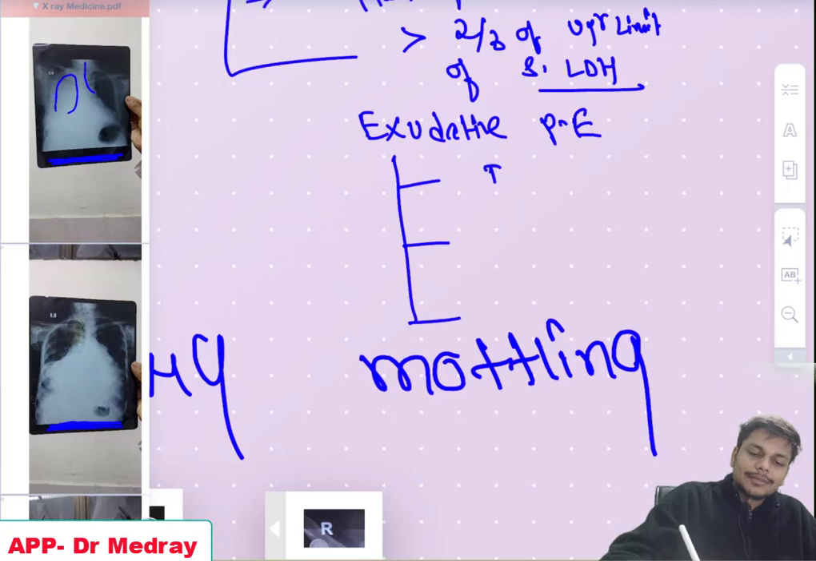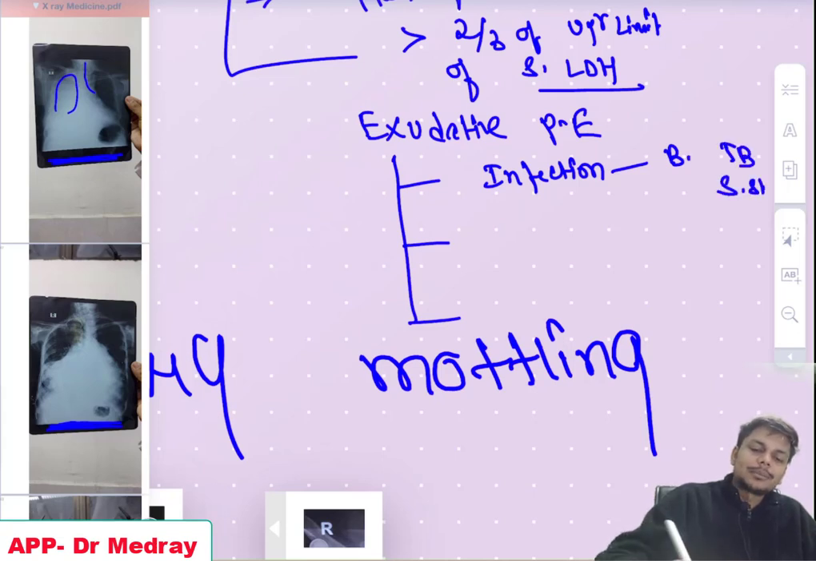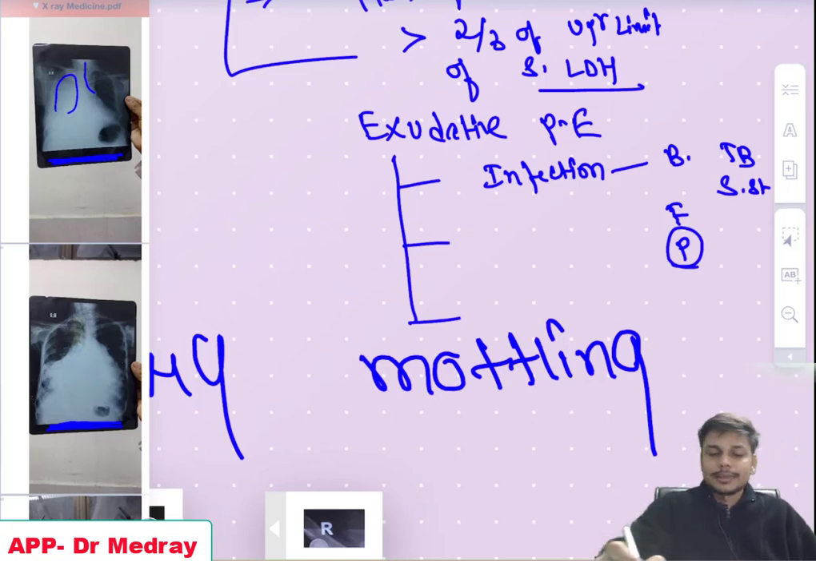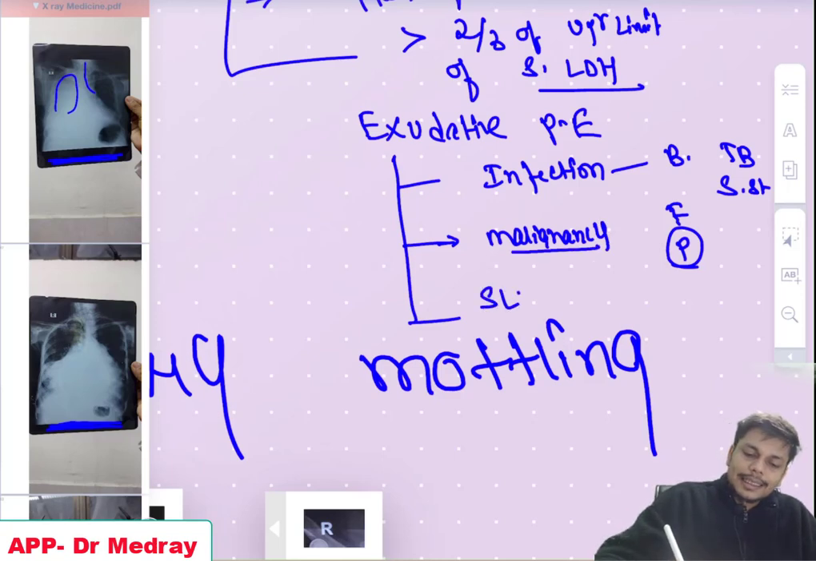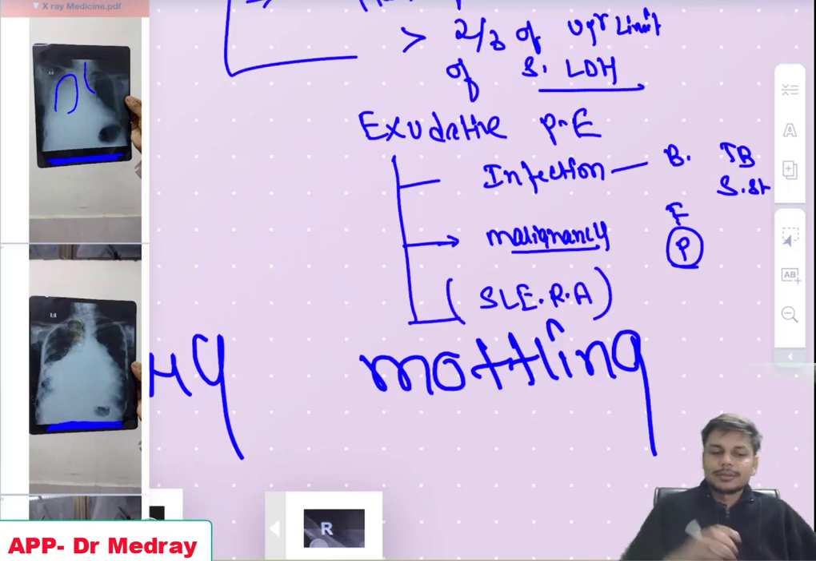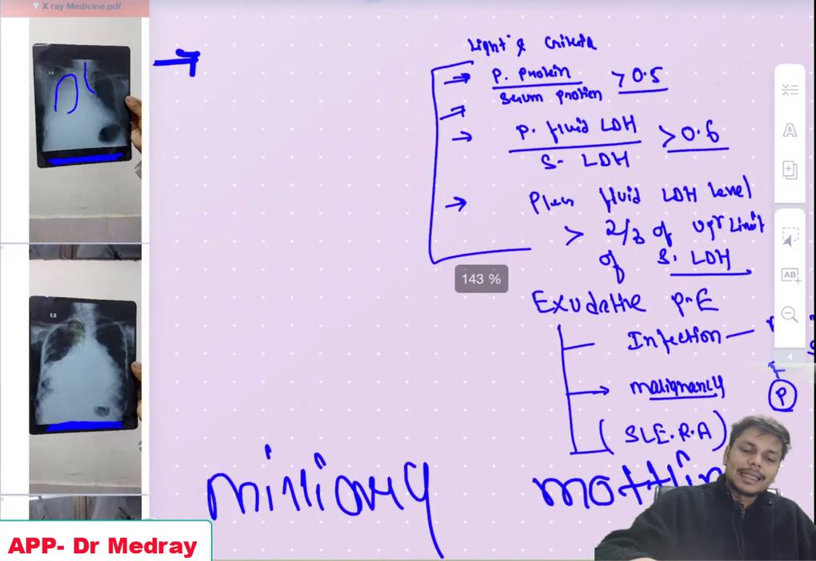The patient might have infection, either because of bacteria, that can be TB, that can be staph, that can be strepto. Patient might have infection because of fungus, patient might have infection because of parasite. So infection is a cause of exudative pleural effusion. The patient might also have malignancy. So in case of malignancy, in case of connective tissue disorder like SLE, RA, Sjogren disease, the patient has exudative pleural effusion.